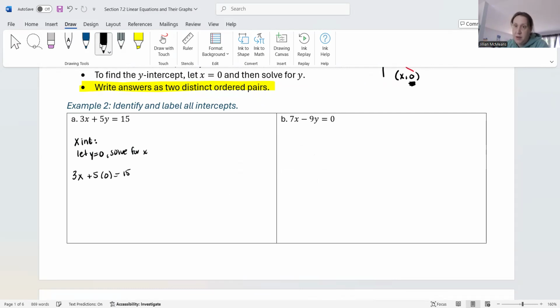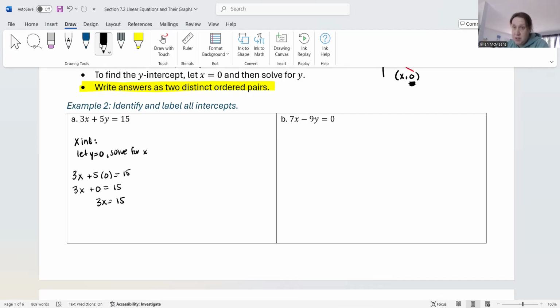Okay, so we're basically evaluating this equation when y equals 0. We're going to figure out what x has to be. So we get 3x plus 5 times 0, which is just 0, equals 15. Well, 3x plus 0 is just 3x. So we get 3x equals 15.